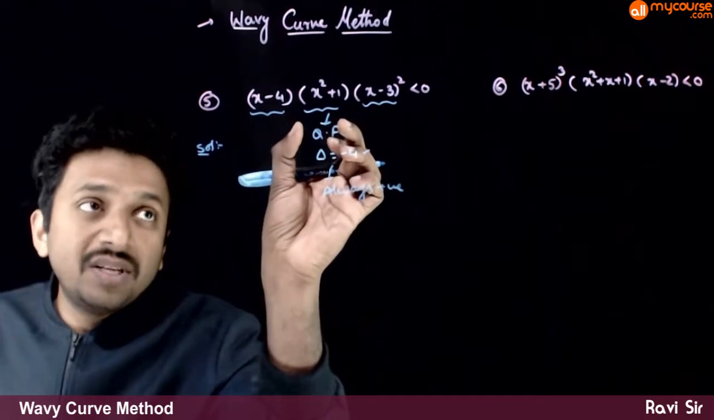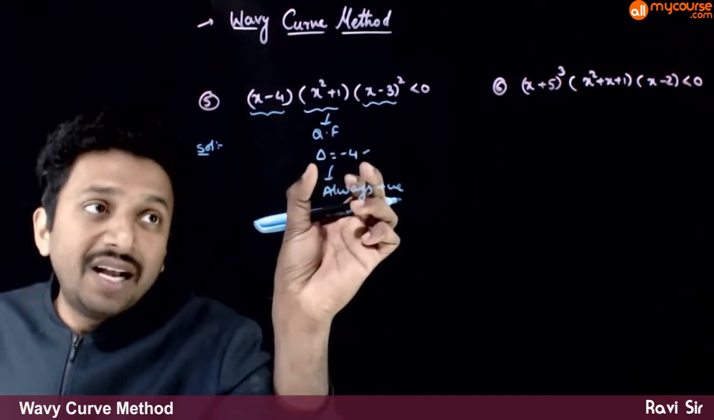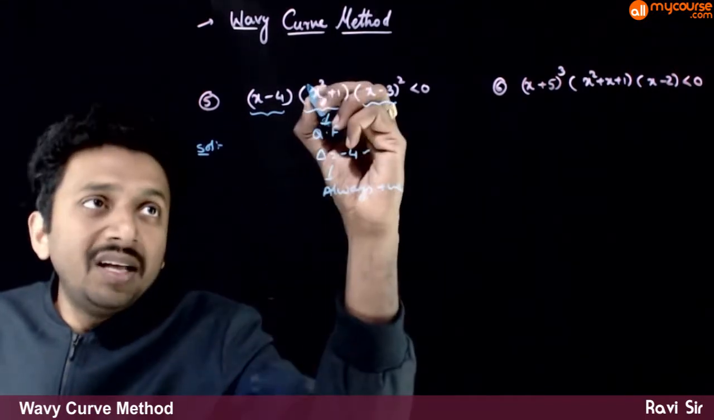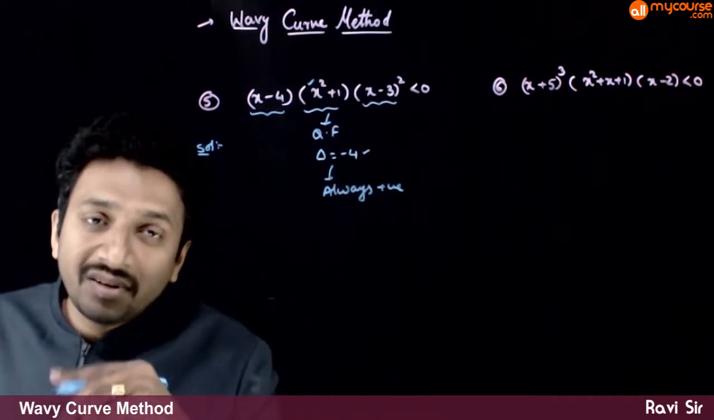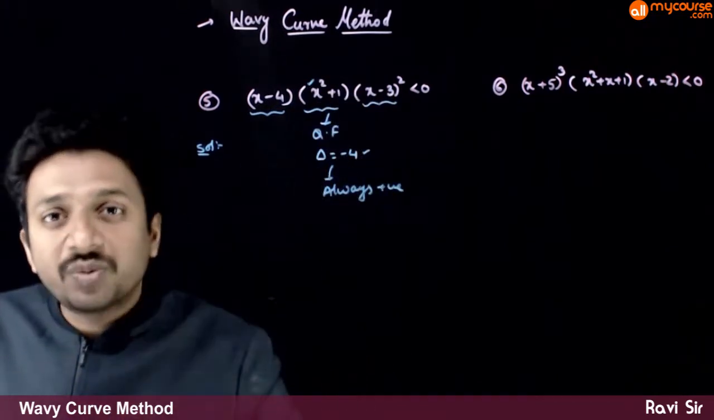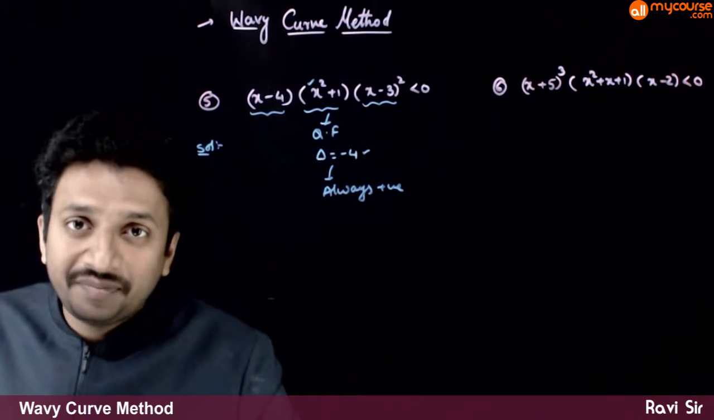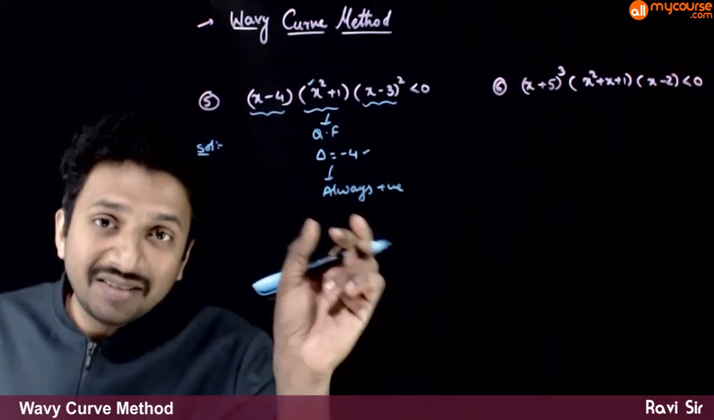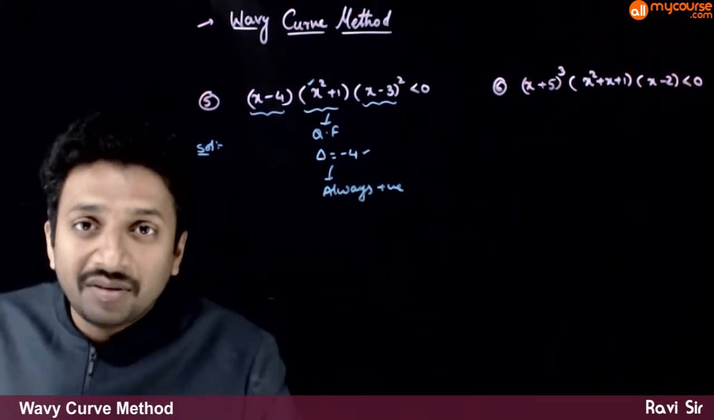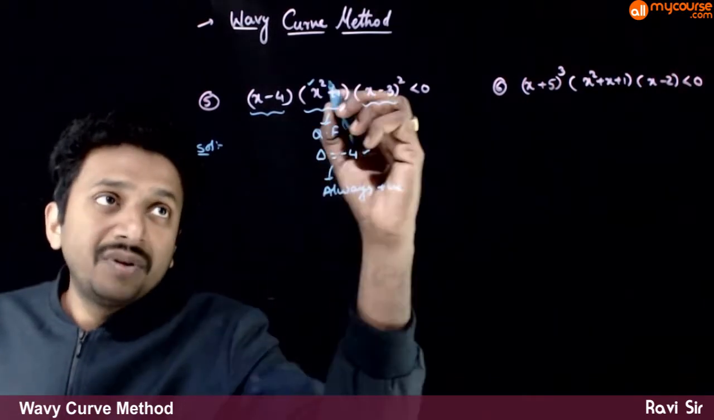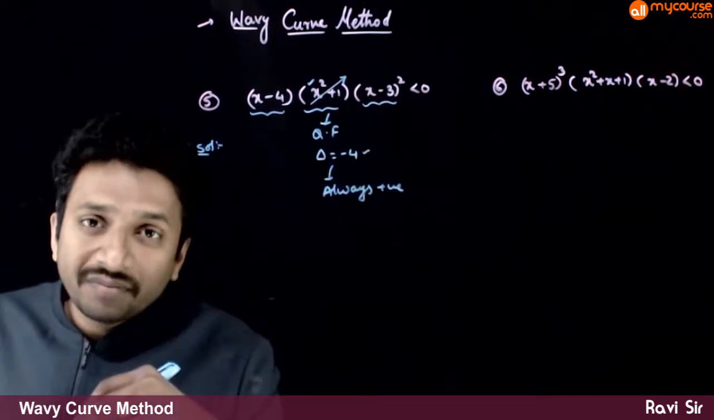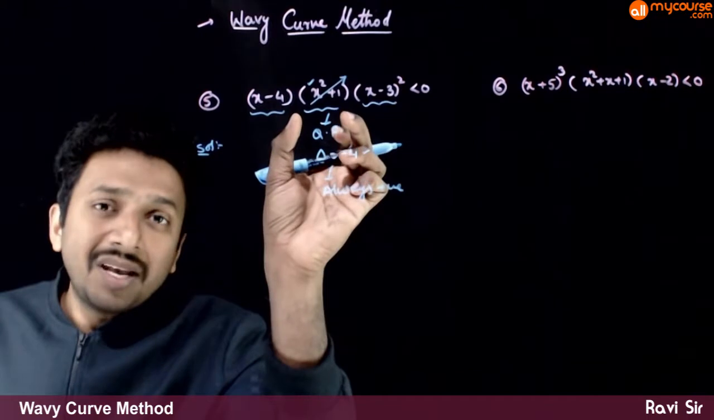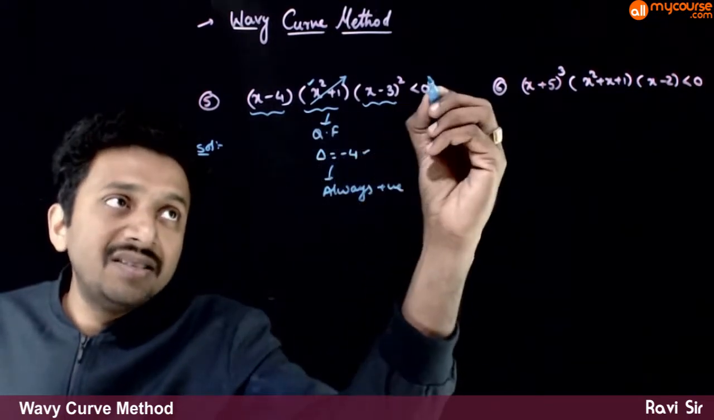So x square plus 1 is a quadratic factor. If delta is negative and the leading coefficient is positive, then the expression is always positive. You can be sure about it. You'll understand this in the theory of quadratic expressions. So now, if this expression is always positive, you can cancel this out because the right hand side is 0.